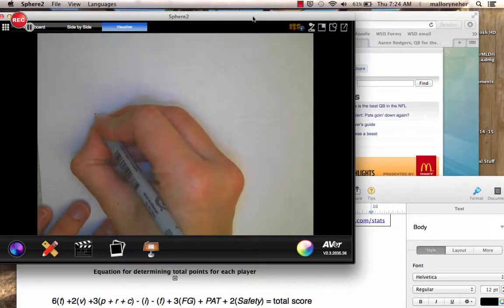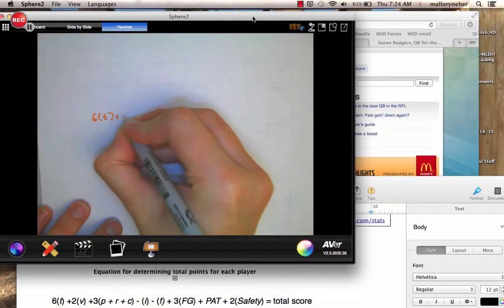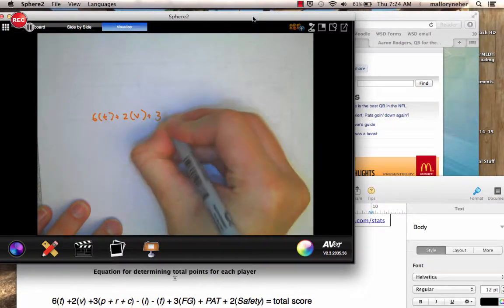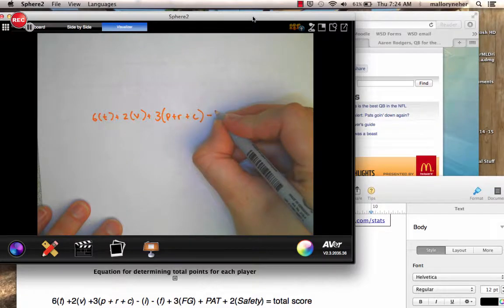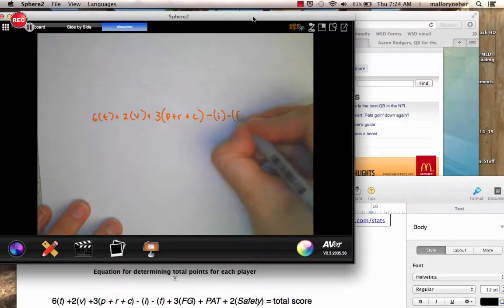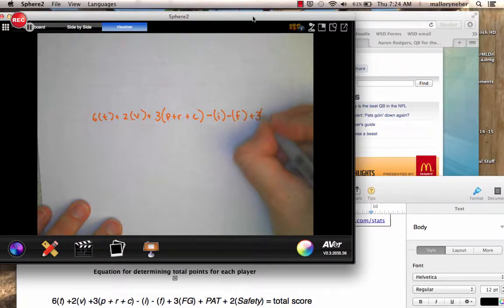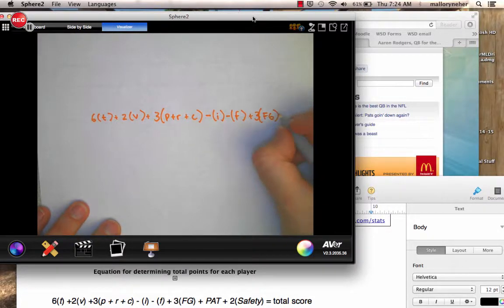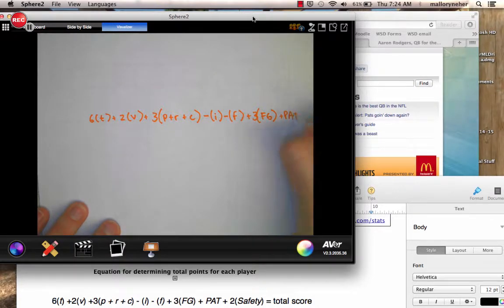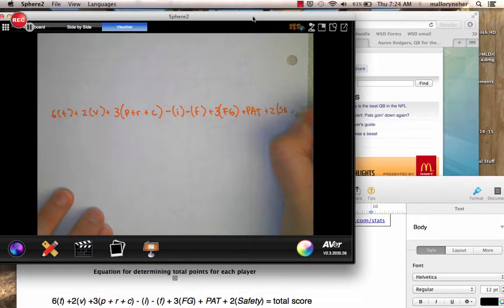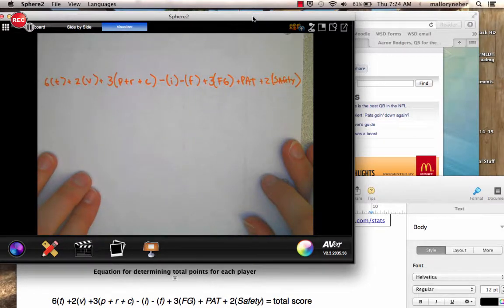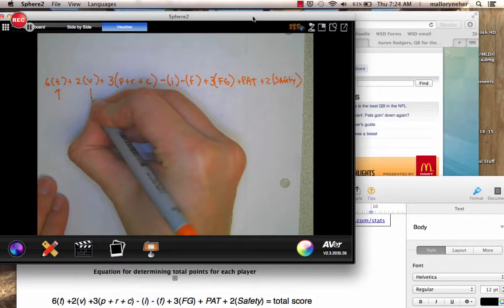Our formula is 6T plus 2V plus 3P plus R plus C minus I minus F plus 3 times FG plus PAT. Kind of a long formula. Plus 2 times safeties. That's our formula. And what we're basically going to do is go in and, for every single one of these, record our stats.